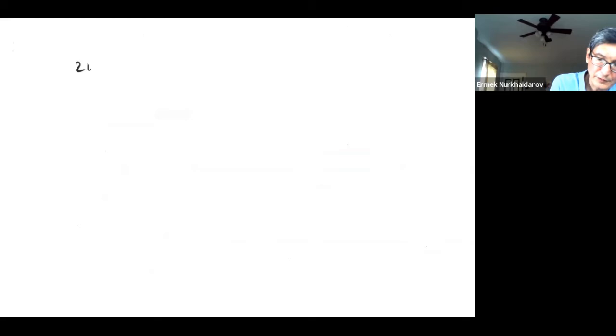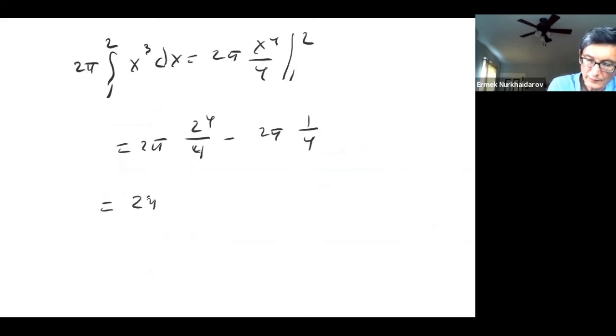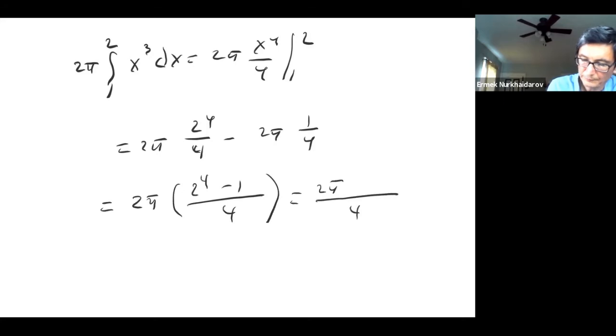Take 2 pi out, do it from 1 to 2, x times x squared is x cubed. 2 pi, x to the 4 over 4, from 1 to 2, so 2 pi, 2 to the 4 over 4, minus 2 pi, 1 over 4, so 2 pi over 4 times 2 to the 4 minus 1. 2 to the 4 is 16, 16 minus 1 is 15. So 15 pi, something along these lines.